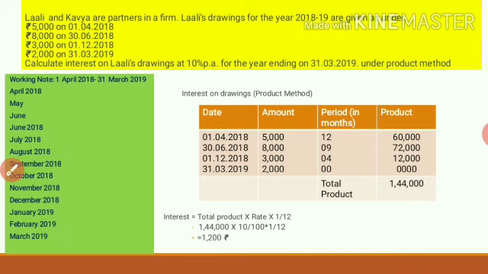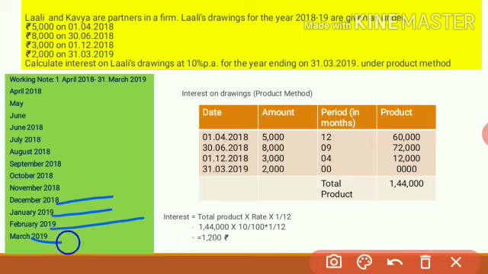The next withdrawal is 3,000 rupees on 1/12/2018. That means in the month of December they have withdrawn, at the beginning of December. That is why we will consider the calculation from December: December, January, February and March. That means 4 months. So 3,000 into 4 is nothing but 12,000.